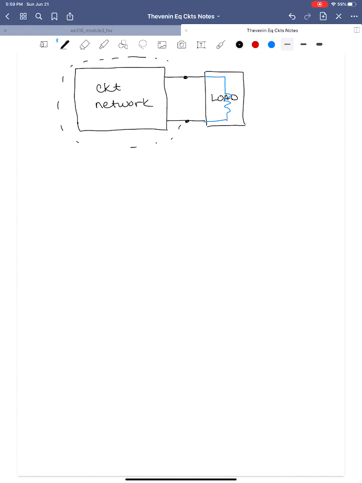So what we can say with the Thévenin equivalent circuit is that we can take this part, the circuit network, and make it into its Thévenin equivalent circuit, which consists of a single independent voltage source in series with a single resistor. We call the resistor the Thévenin equivalent resistance. We call the voltage source the Thévenin equivalent voltage source, so RTH and VTH respectively.